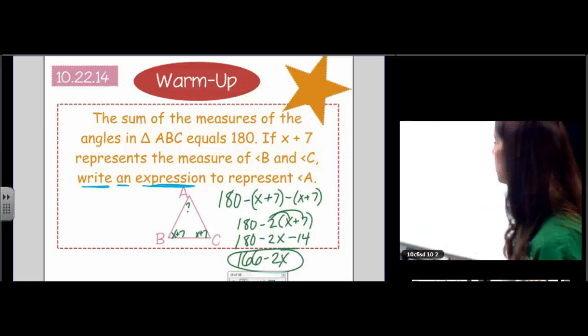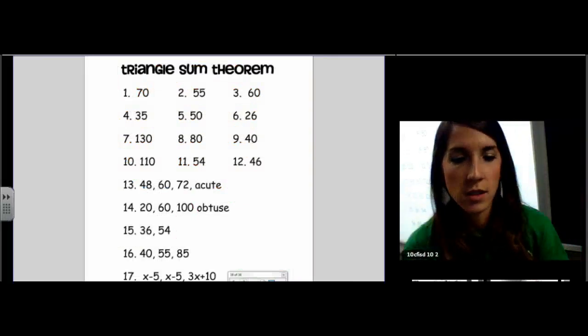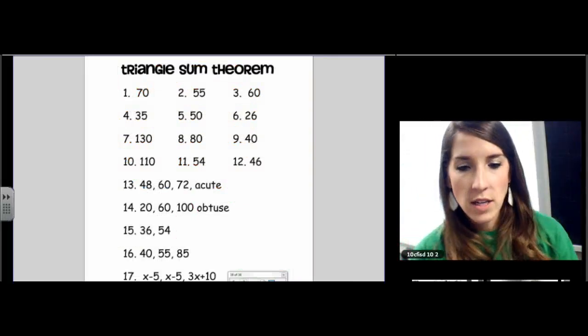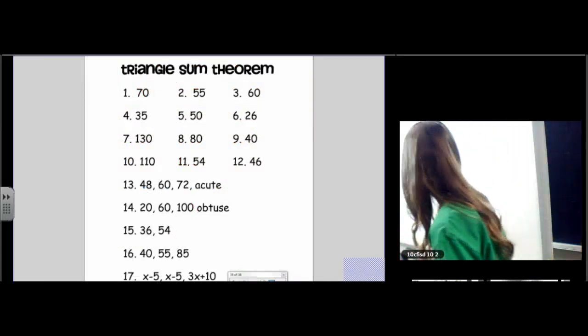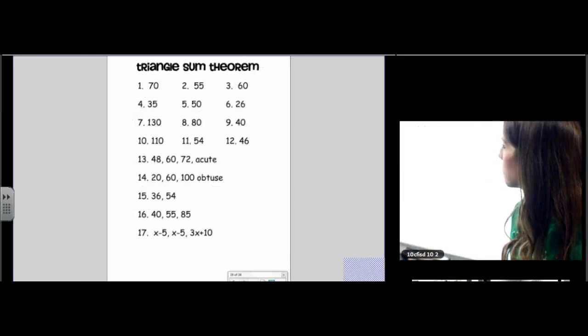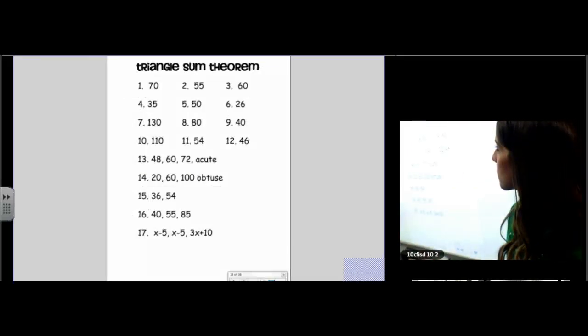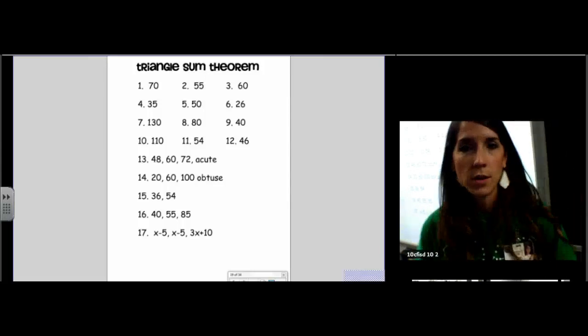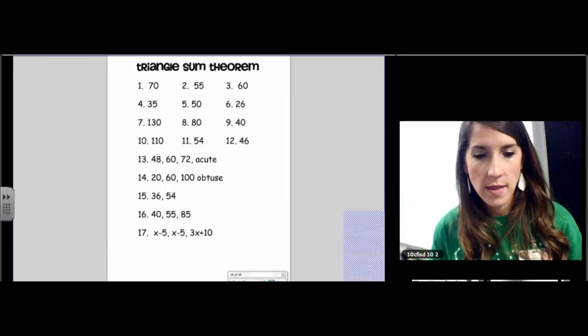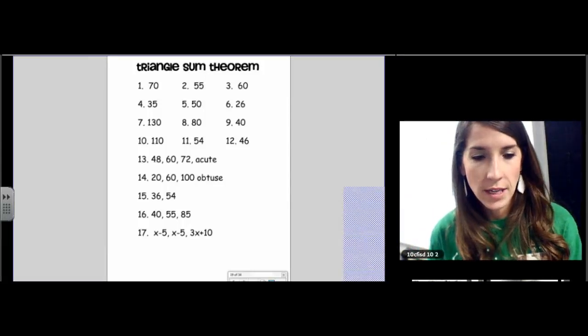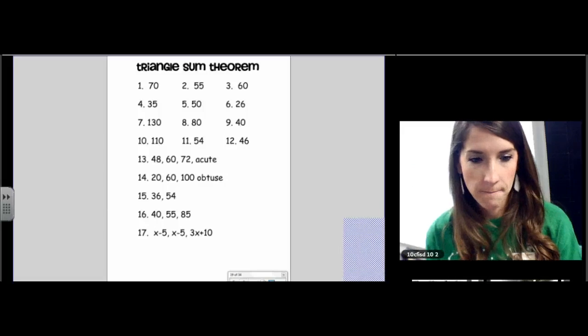So if you did do the homework last night, these are the answers. If you did not, you can just look at this tomorrow. So those are the answers to the triangle sum theorem, and then we're going to move on to the next half of the lesson, okay?